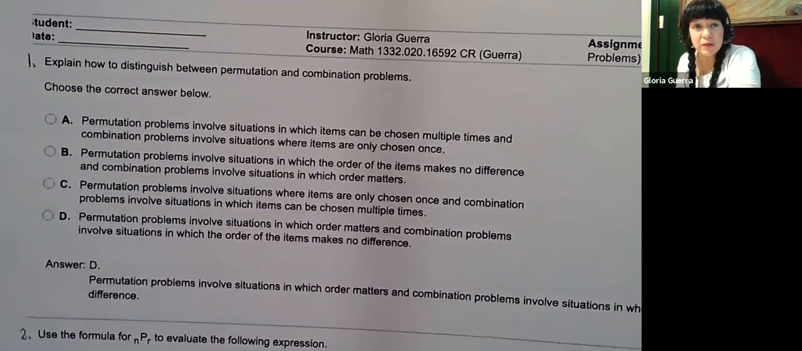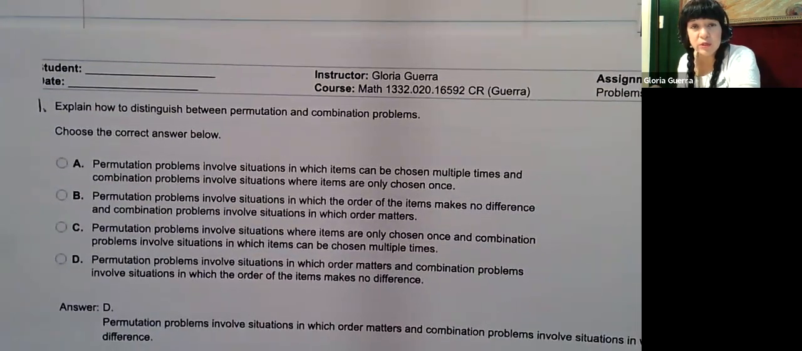It says explain how to distinguish between a permutation and a combination problem. And then you have these answers to choose. Some of your problems are going to be applications that involve either the combination or the permutation. What helps me think about the definition for when order is important in an item is permutation, and I think of it as the opposite of a combination.